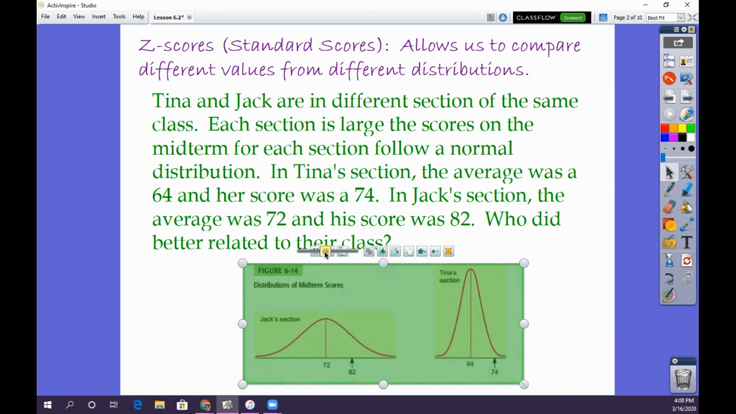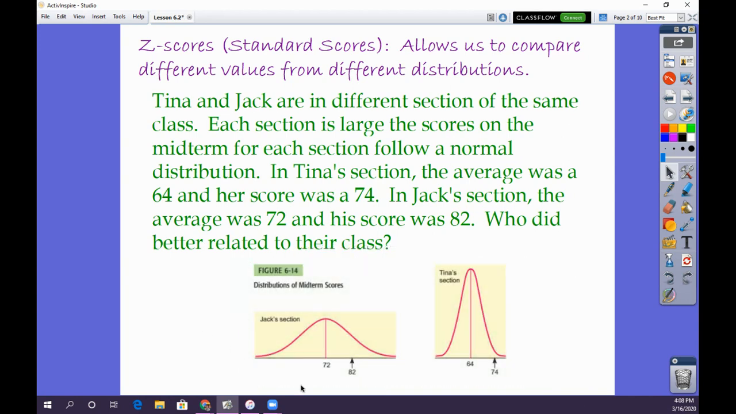But what if I were to present you with a graph instead? So here's kind of the distribution. Jack's section has a much higher standard deviation, but Tina's section has a much lower standard deviation. That means the scores were closer to that average versus Jack's, which were more spread out. So if we plot each of these points according to their graphs, we can see that Tina, while she only scored a 74, is actually at the much higher end, while Jack is still in the bulk of the curve. So related to their class, Tina obviously did better.